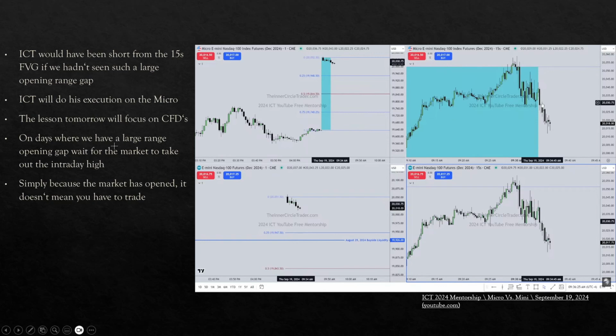So on days where we have a large range opening gap, we wait for the market to take out the intraday high. In this case, on the 15-second chart, currently it's this high. And simply because the market has just opened up for about 4 to 5 minutes, you can see the time stamp here. It's 9:36 a.m. You don't rush to take a trade.